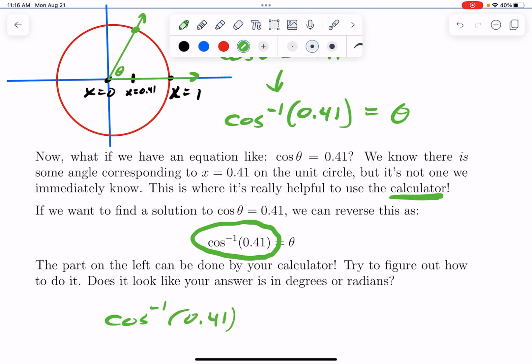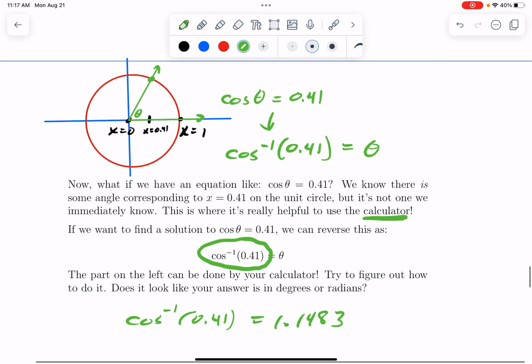And my calculator spits out, and I'll round this to 4 decimal places, 1.1483. So that's telling me the angle. And just from my rough picture here, I know this picture is not perfect, but it's not crazy.